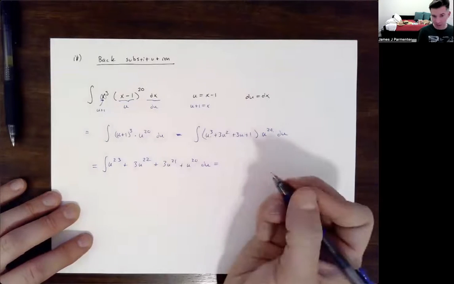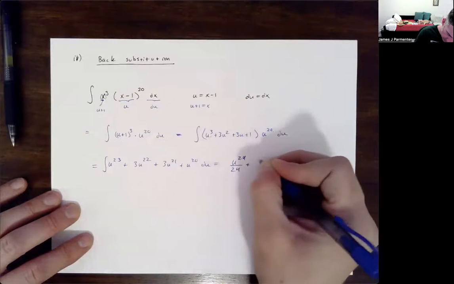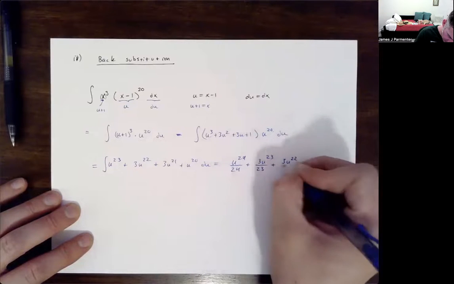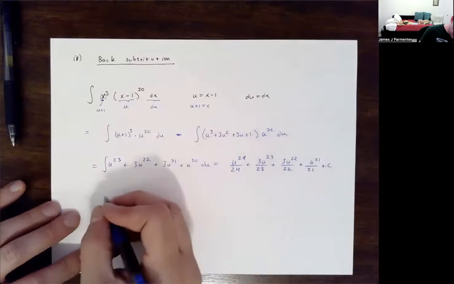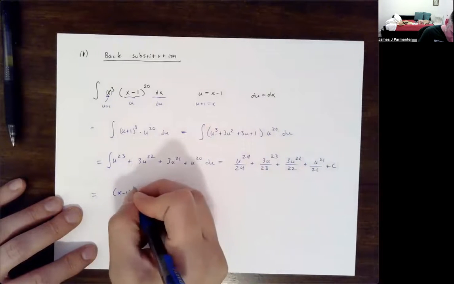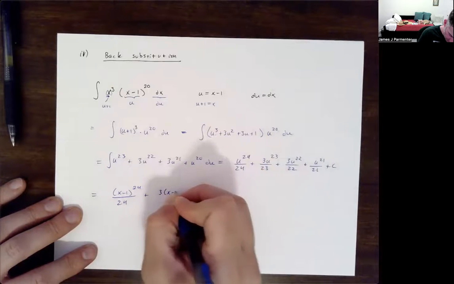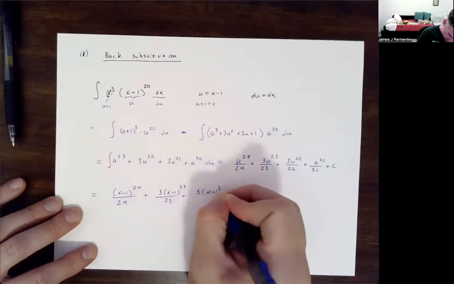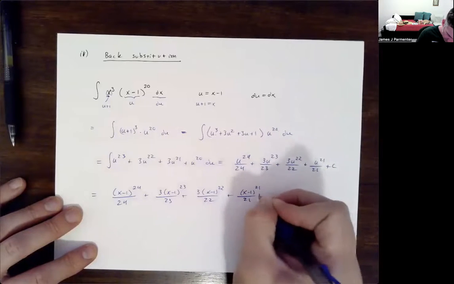And then we can anti-differentiate each thing and get u to the 24th over 24 plus 3u to the 23rd over 23 plus 3u to the 22nd over 22 plus u to the 21st over 21 plus c. And then finally plug back in that u is equal to x minus 1 to get the kind of gross looking x minus 1 to the 24th over 24 plus 3 times x minus 1 to the 23rd over 23 plus 3 times x minus 1 to the 22nd over 22 plus x minus 1 to the 21st over 21 plus c.